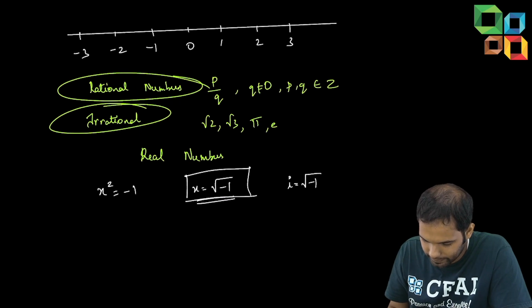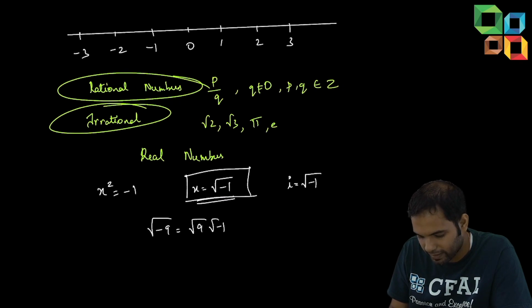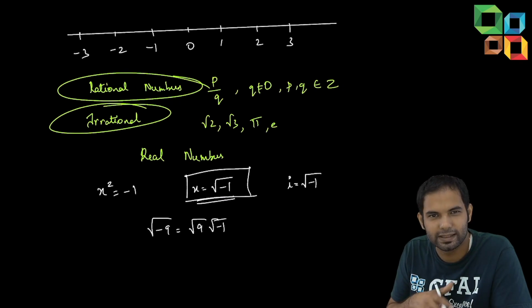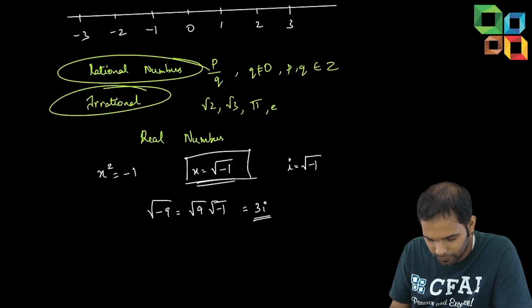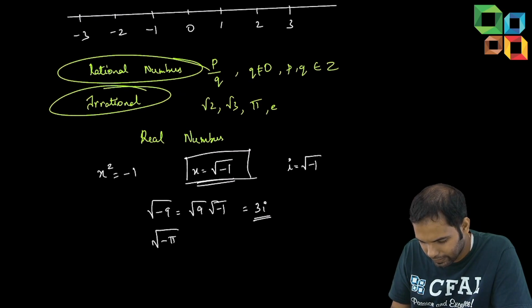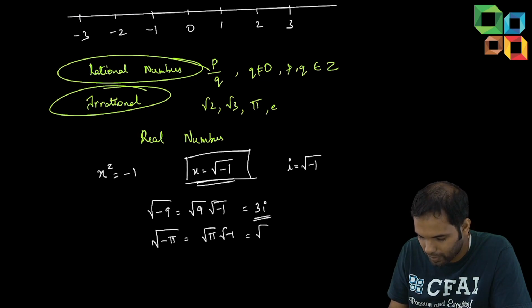Now just look at it. If I want to write root of minus 9, I can always write this as root 9 into root of minus 1. So whenever there's a negative number, it's taken care of. This will be nothing but root 9, which is 3, into i. Even if it's root of minus pi, you can always write it as root pi into root minus 1, which is nothing but root pi i.